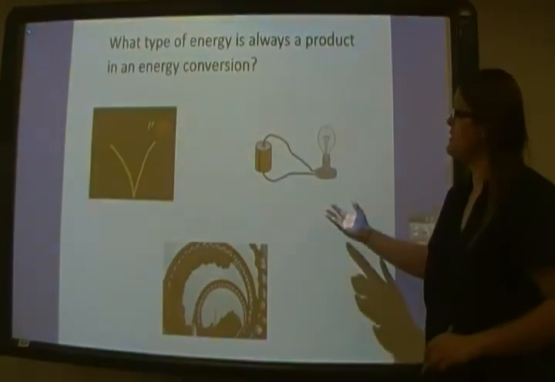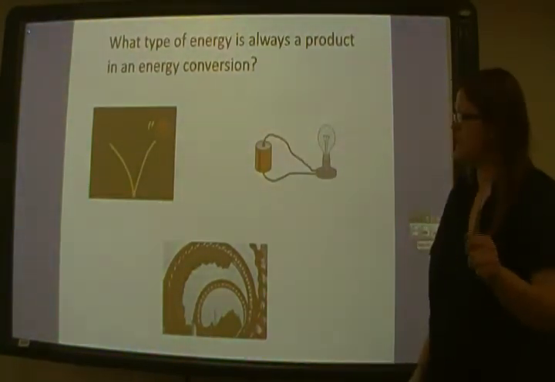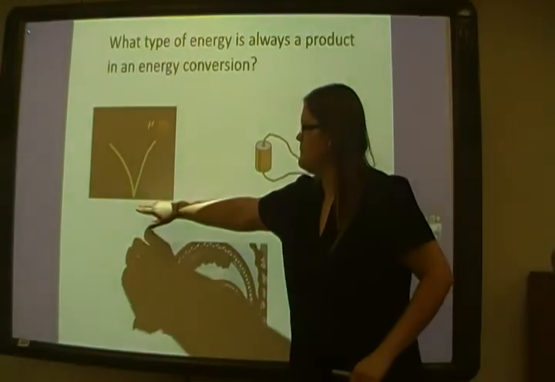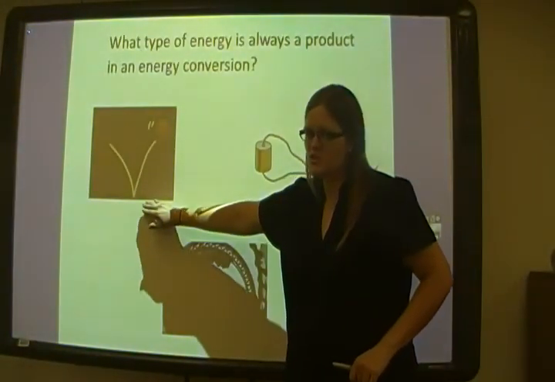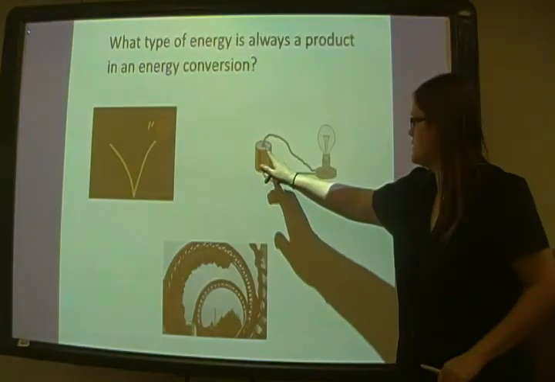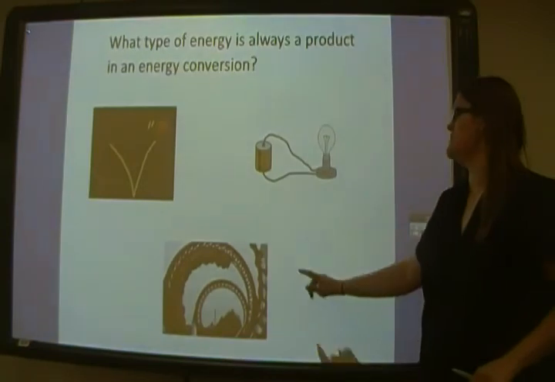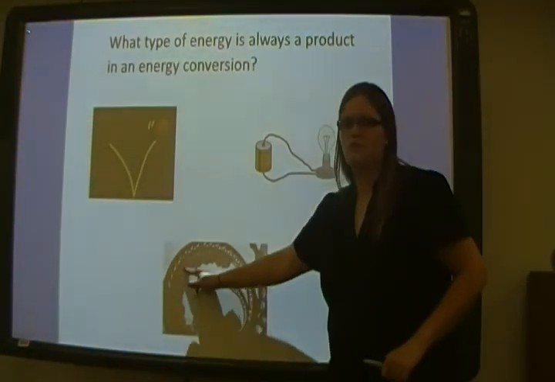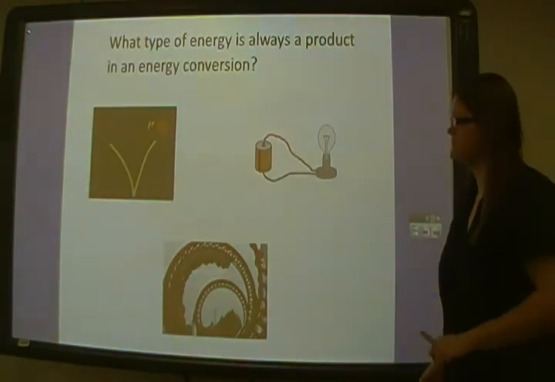So what type of energy is always a product in an energy conversion? Well, I hope you said heat. In the example of the bouncy ball, we've got friction between the ball and the ground that will release energy as heat. In the example of the light bulb, some of that energy is converted to heat. In the example of the roller coaster, the friction of the car against the track is going to release some of that energy as heat.